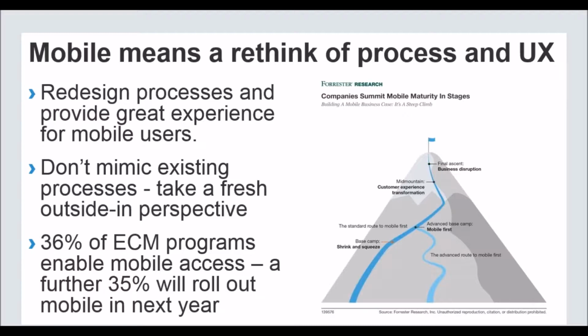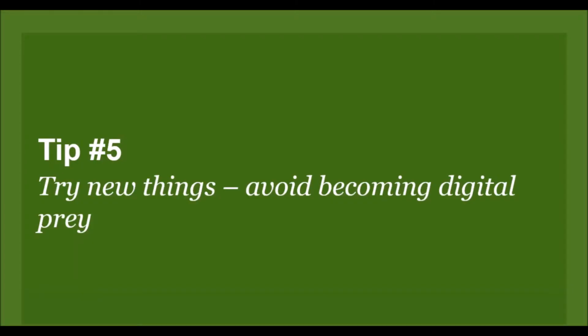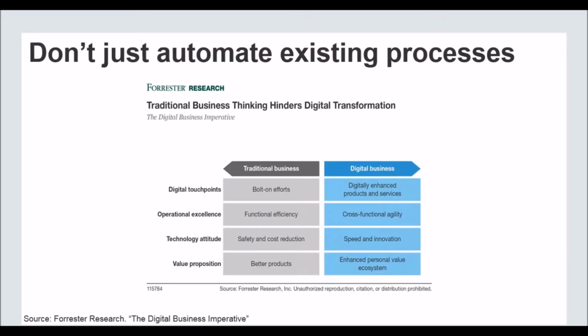The fifth tip that we'll mention is to be experimental, try new things, avoid becoming digital prey. We know that in many of the industries that we work in, it's a very competitive landscape. And again, cloud-based content and collaboration services are going to help us be nimble, responsive to changing market conditions, and of course, be able to serve our customers with their changing requirements.